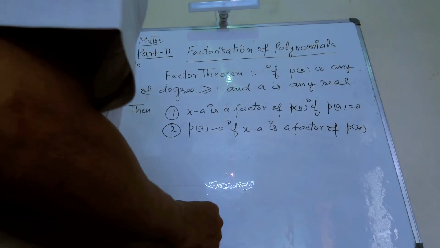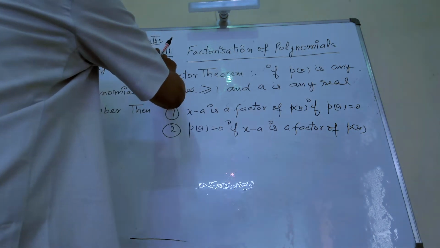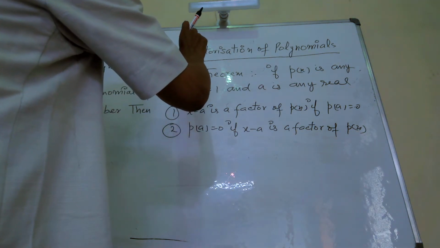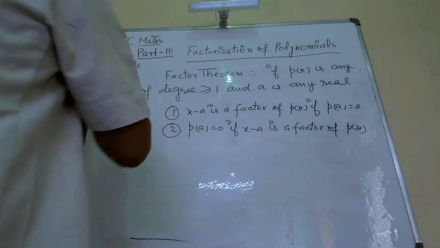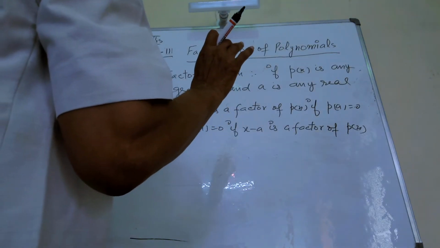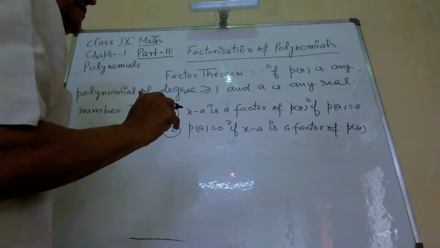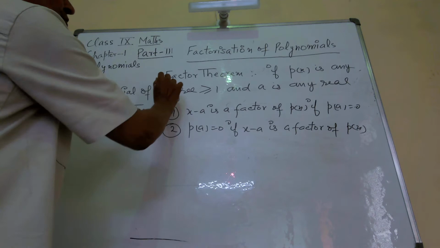I am going to teach you the third part of lesson number 2 of ninth class, that is factorization of the polynomial. Factorization of the polynomial can be done with the help of the factor theorem.